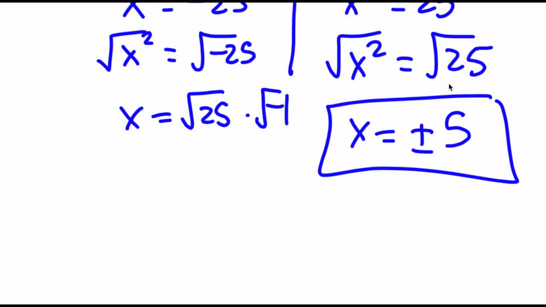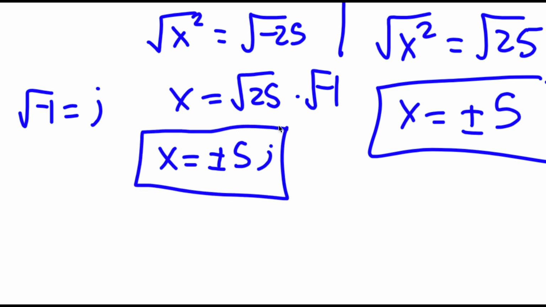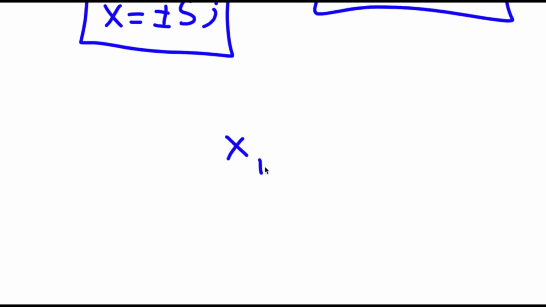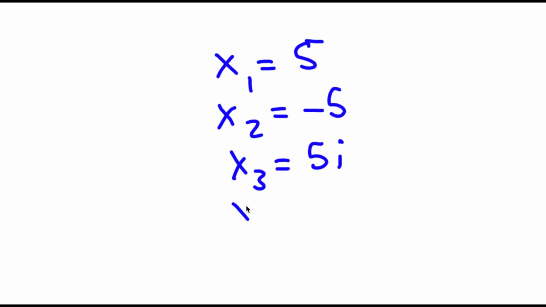So, as we all know, the square root of 25 is positive and negative 5. And the square root of negative 1, if you guys don't know what that is, this is equal to the imaginary number i. So now I have x is equal to positive or negative 5i. So my four solutions are positive 5, negative 5, positive 5i, and negative 5i.